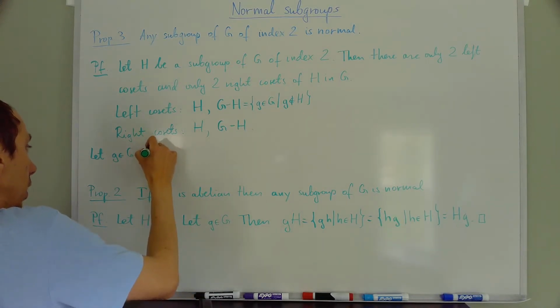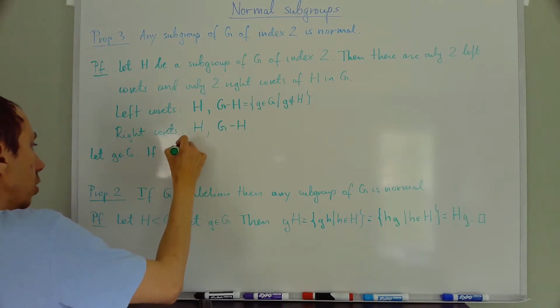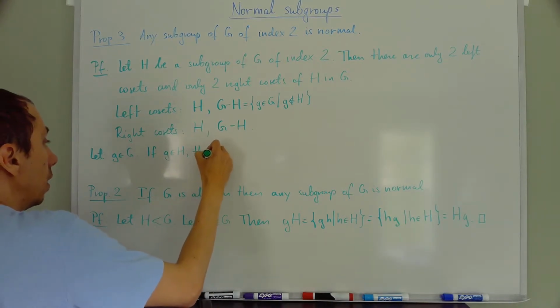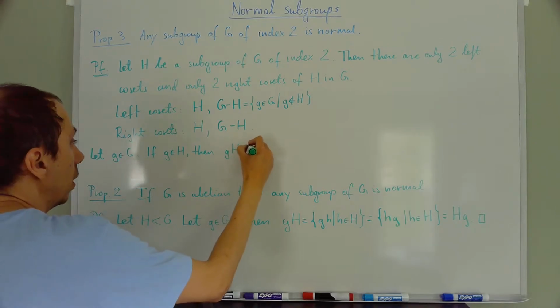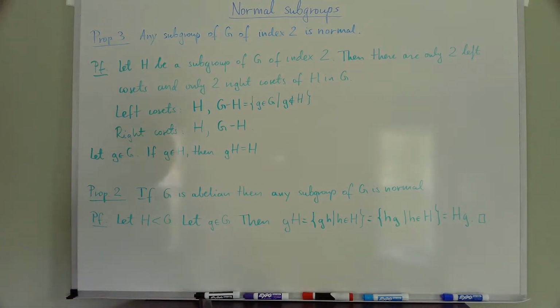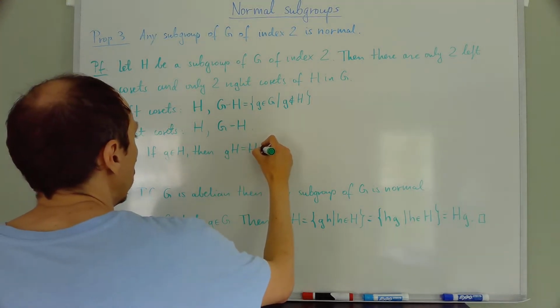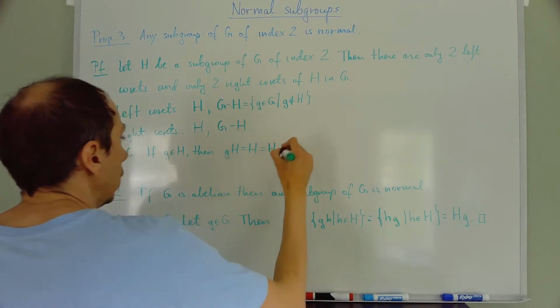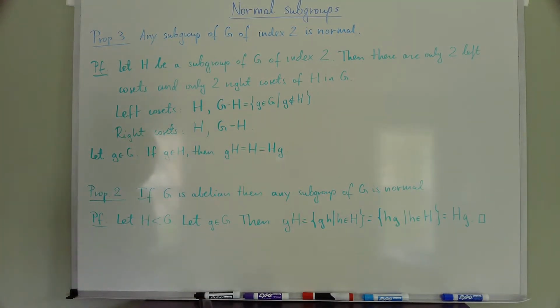So if g is in H, then we know that the coset gH is equal to H. And that's also equal to the coset Hg.